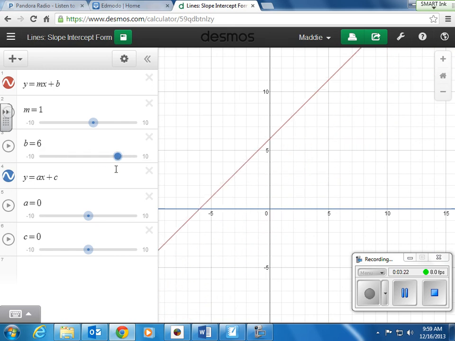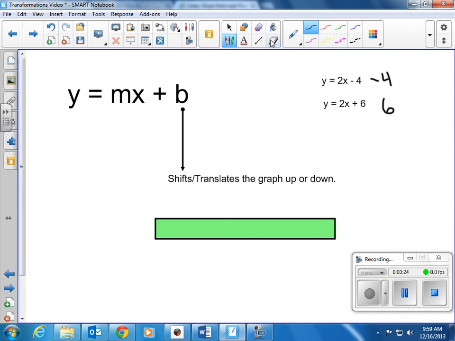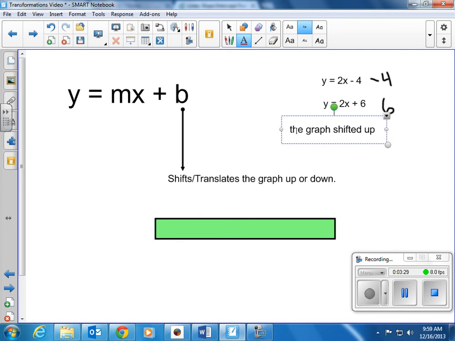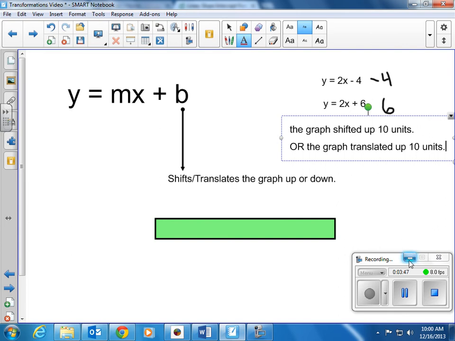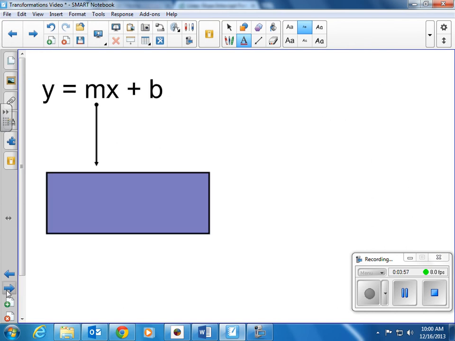There it is. What just happened there? There was a shift. And what kind of shift specifically? The graph shifted up how many units? 10 units. It went from negative 4 to 0, which is moving up 4. Then it moved up 6 more. So we say the graph shifted up 10 units. Or another way of saying it is the graph translated up 10 units. Does that make sense? Okay. So the b controls the graph translating, shifting, moving up or down the y-axis. Let's look at the next one.